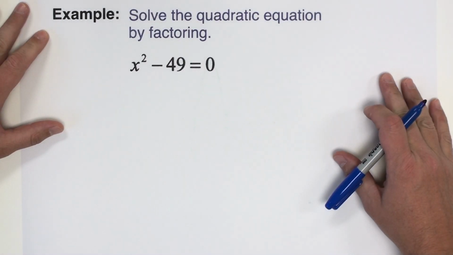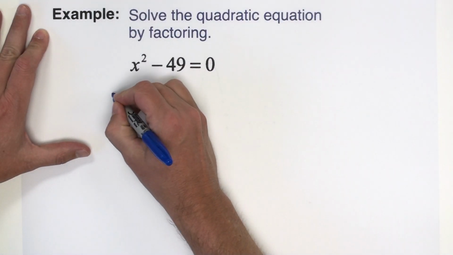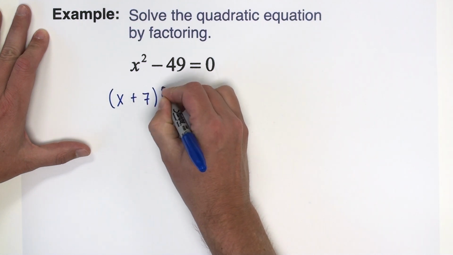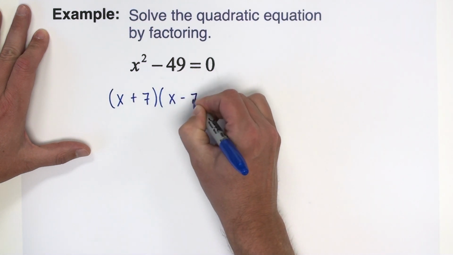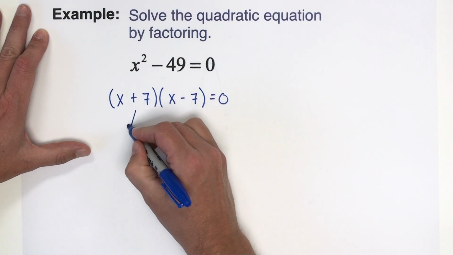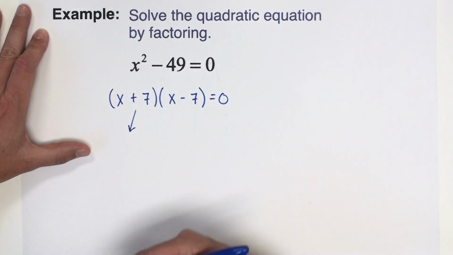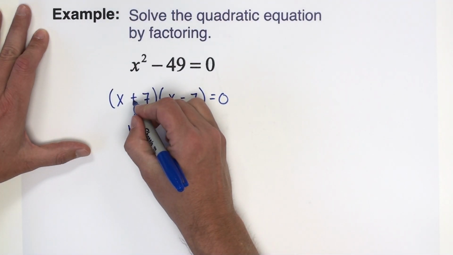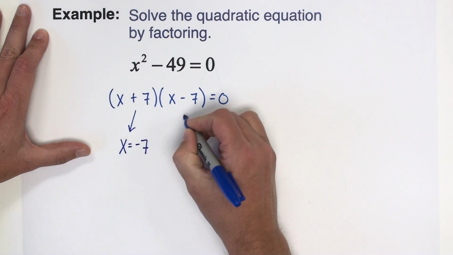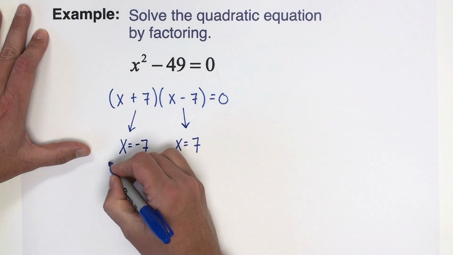Okay, next problem is x squared minus 49 equals 0. This is a difference of squares, so we can factor as x plus 7, x minus 7. Set each of these equal to 0. So I'm going to skip that step I talked about in the last problem. I'm just going to be subtracting the 7, so I get x equals negative 7, or I get x equals positive 7.